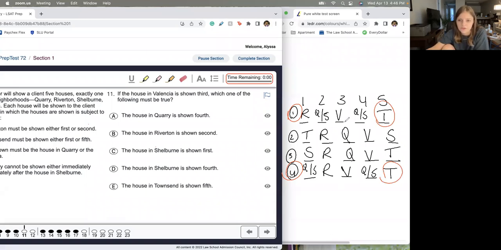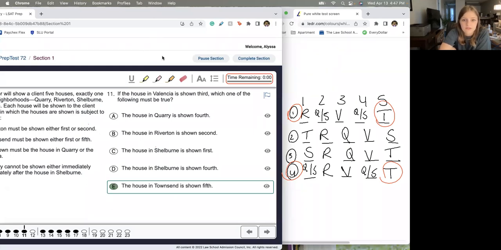That's V is 3rd, but that's our answer, our prompt. So I'm looking for T is 5, which is answer choice E. That's going to be my answer.